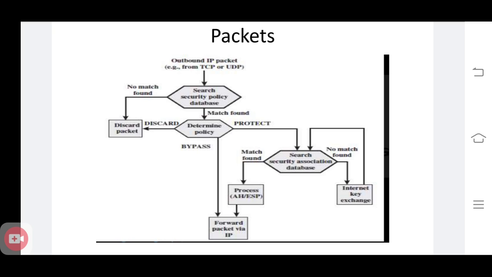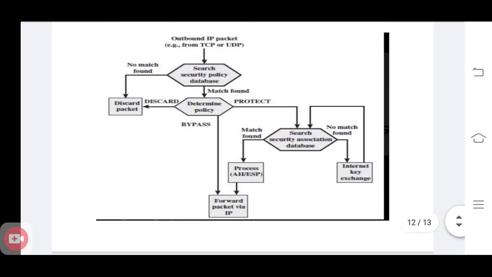If there is a need of protection, then first it searches the security association database. If a match is found, then it processes the packet using AH or ESP mechanisms. Otherwise, if no match is found, it looks to the Internet Key Exchange, and then reverts back to searching the security association database. So this is IP traffic processing for an outbound packet.